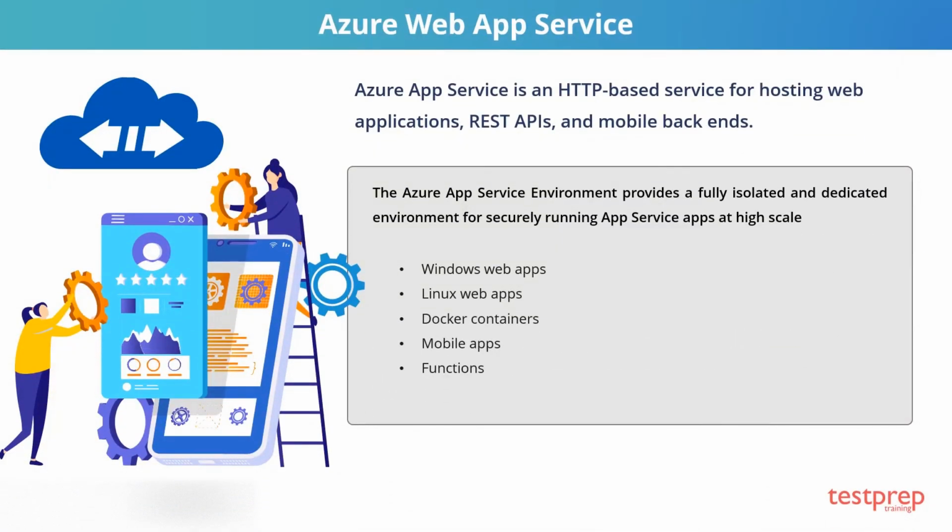The Azure App Service environment provides a fully isolated and dedicated environment for securely running App Service apps at high scale. This capability can host Windows web apps, Linux web apps, Docker containers, mobile apps, and functions.